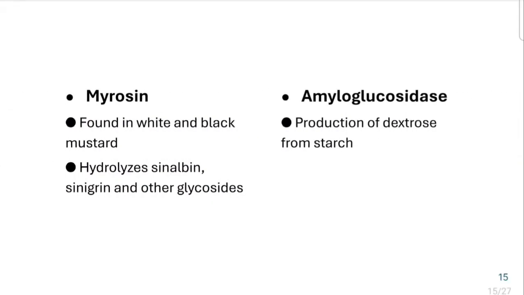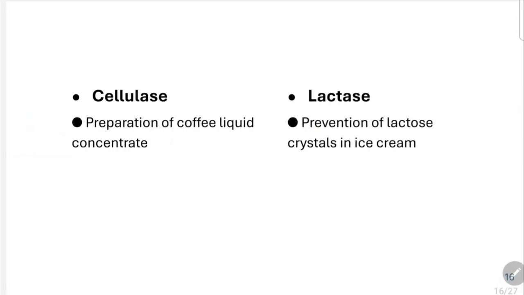Next, myrosin, found in the white and black mustard. It hydrolyzes sinalbin and sinigrin and other glycosides. Okay, and you also have your amyloglucosidase, the production of dextrose from starch. This is a sugar form, coming from your starch, and your starch is the storage form of sugar in plants.